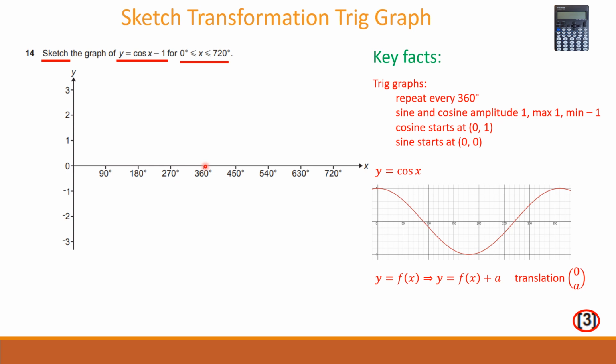Now the sketch means you do it freehand, so I would just put a little mark where each of these points are, where it's going to cross. And then the graph will repeat exactly the same for the next section of the graph, exactly the same as what we've just done. But you've just got to join it together with a smooth curve to get your 3 marks.